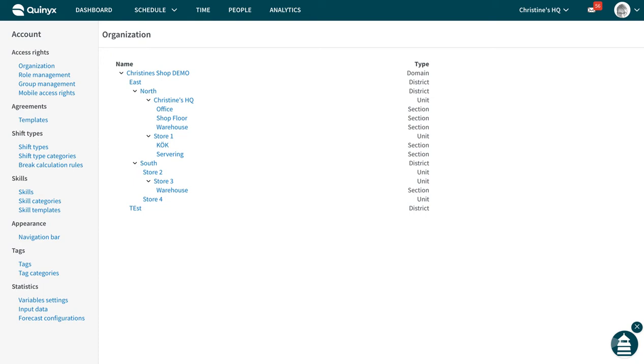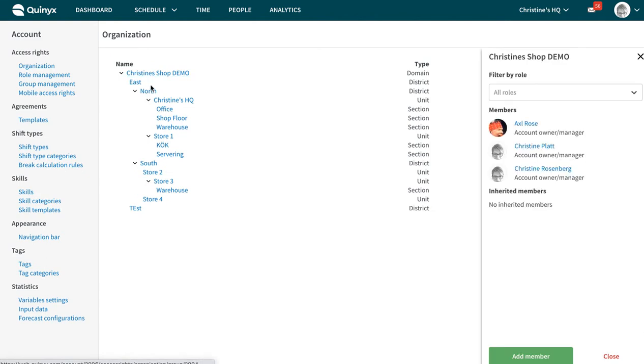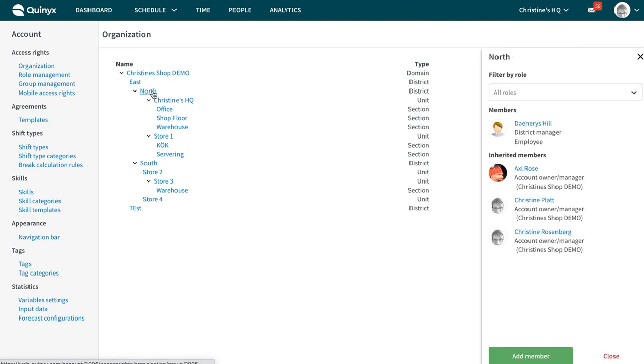Once roles are configured, look at organization. Here you can add members or give access to the various groups and levels in a tree-like structure. For example, if I click on the North region, we can see that we have a district manager who has access to all of the units within the region.